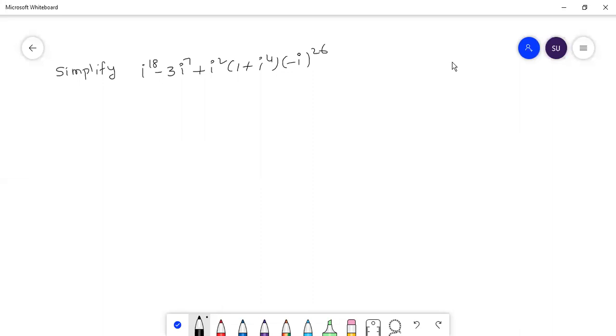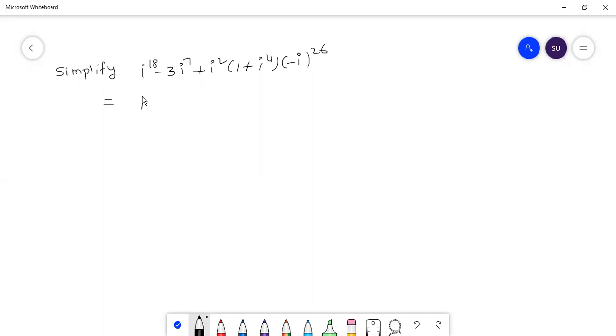Simplify i power 18 minus 3i power 7 plus i square into 1 plus i power 4 plus into minus i whole power 26. We have to simplify it. For that, you can convert into i square form or i power 4 form. i power 4 is 1, i square is minus 1.